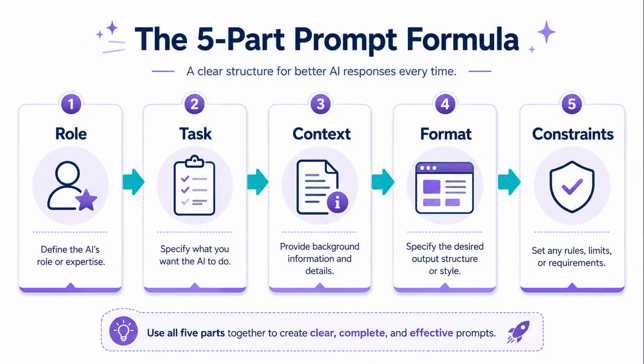Now let's look at the 5-part prompt formula. A strong prompt usually has 5 parts. Role: who should the AI act as? Task: what should it do? Context: what information should it use? Format: how should the answer be structured? Constraints: what rules should it follow? You do not need all 5 every time. But this formula helps when quality matters.